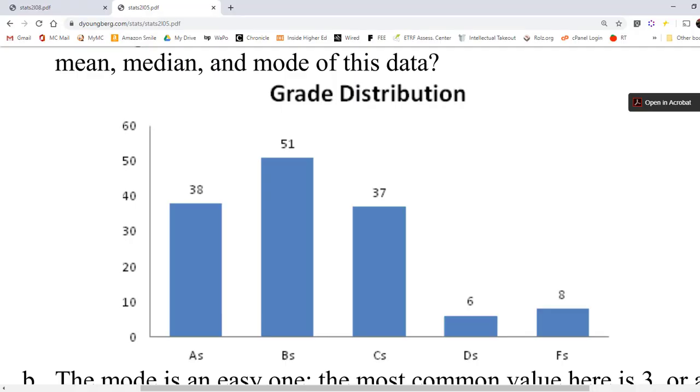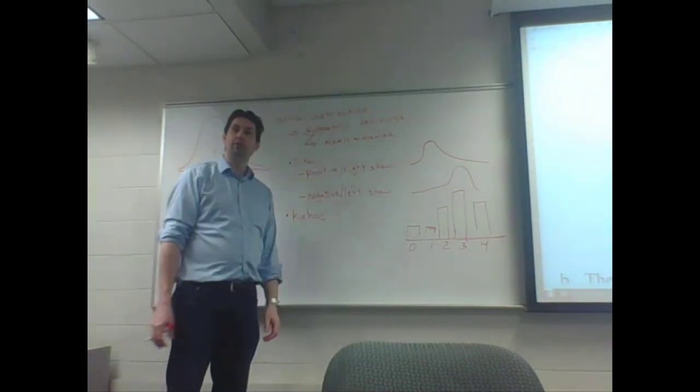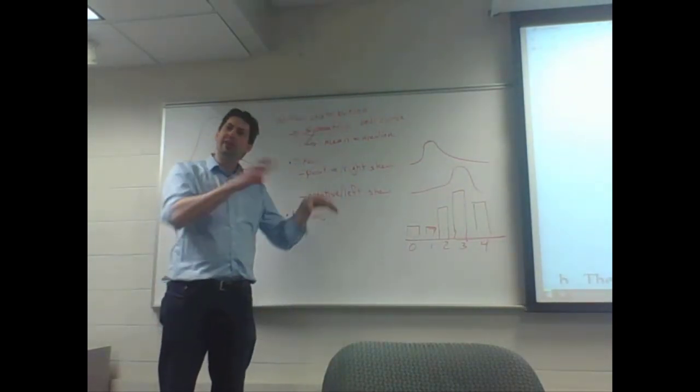In other words, rather than using this because A is on the left, even though A is the highest number, and F is on the right, even though F is the lowest number, I flip it to reflect that. You see, this follows a left skewed distribution. Pretty clear.